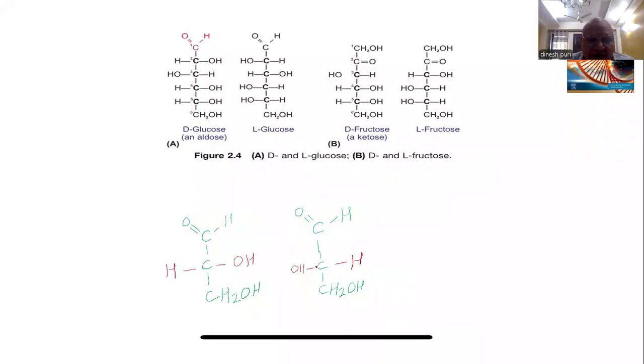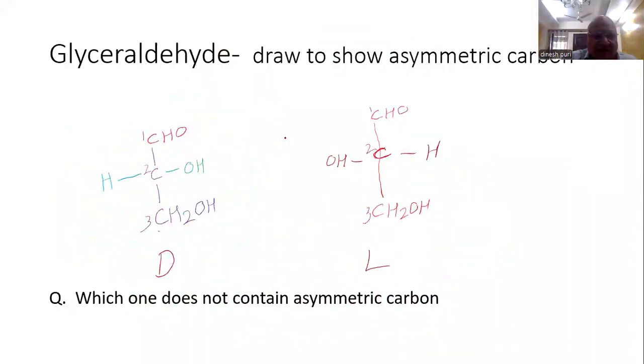In glyceraldehyde, it was very simple because there was only one asymmetric carbon. Here there are four. So we consider the asymmetric carbon atom which is farthest from the carbonyl carbon. So here it is the fifth. If you look at the fifth, it is matching with this form, D-glyceraldehyde. So this is D-glucose. The mirror image of this is matching with L-glyceraldehyde. So this is L-glucose. D-glucose and L-glucose are mirror images of each other.